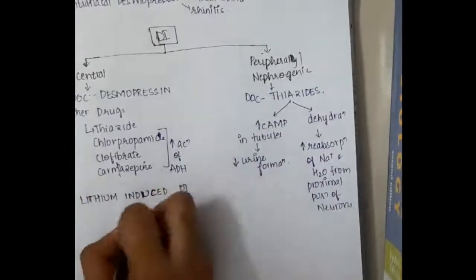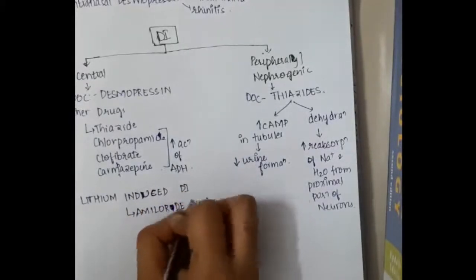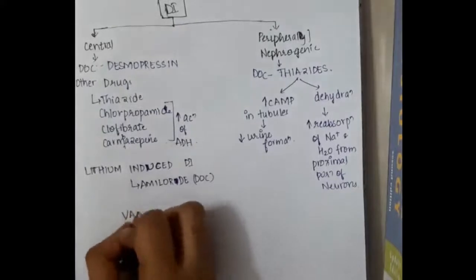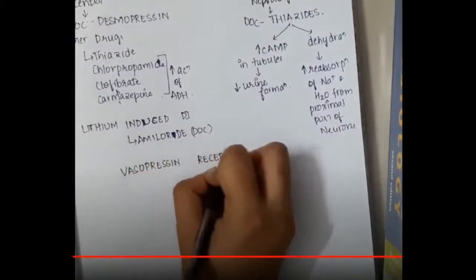Then we have lithium-induced diabetes insipidus. For lithium-induced diabetes insipidus, the drug of choice is amiloride.